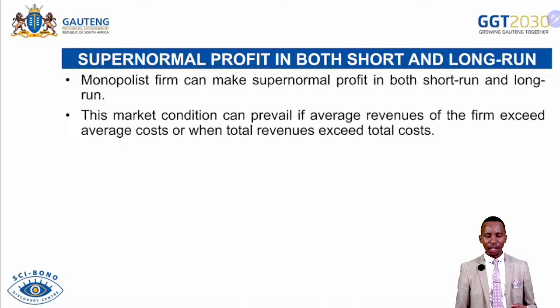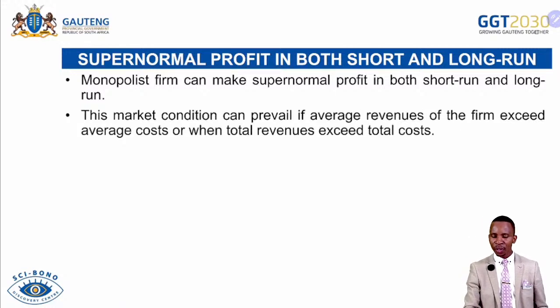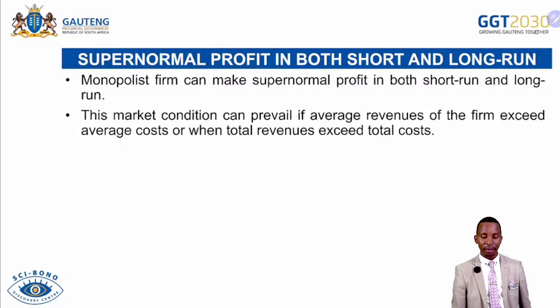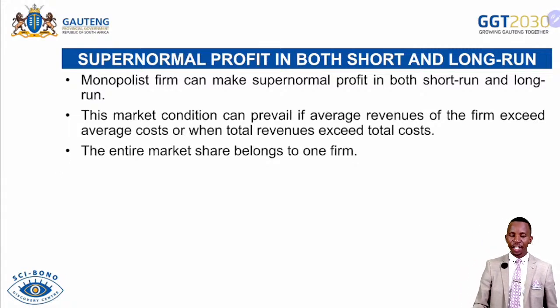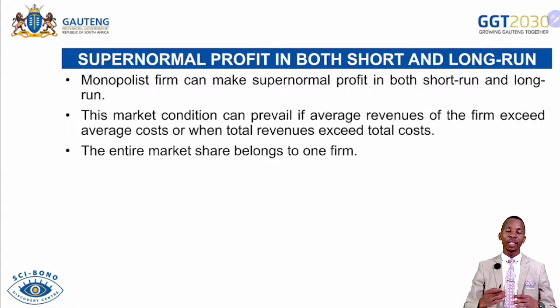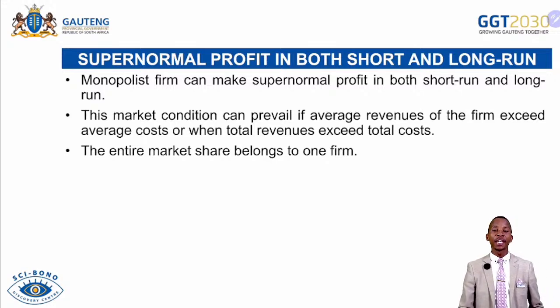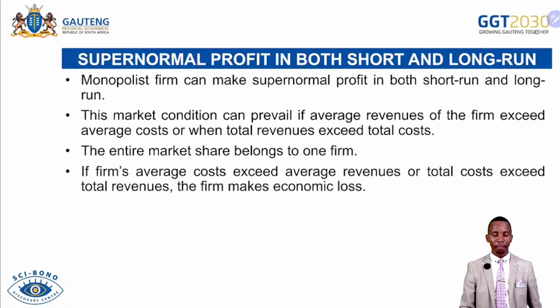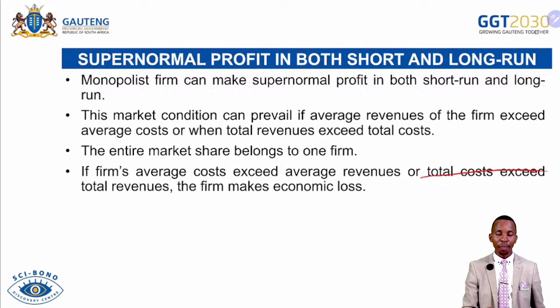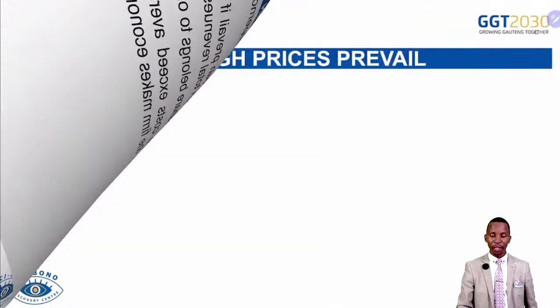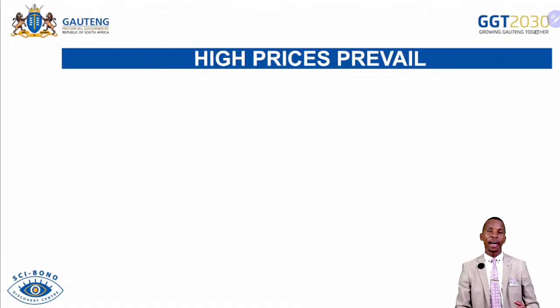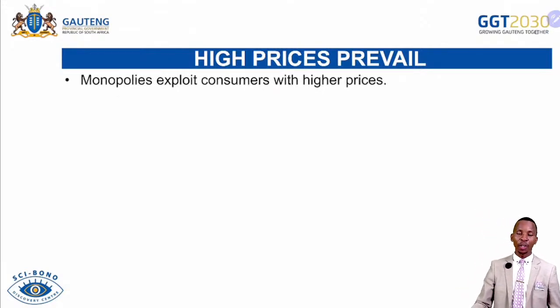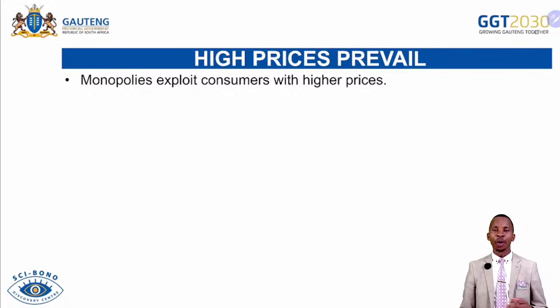This market condition can prevail if average revenues are more than average cost of doing the business. And then the entire market share belongs to one firm. So all consumers within the market belong to one firm. Therefore, the firm is believed to be making supernormal profit in both short run and long run. However, the firm can make economic loss. If average cost exceeds average revenue or total cost exceeds total revenue, the firm will make economic loss. It is possible for the firm to do that. And then there are high prices in there. Consumers are exposed to higher prices because the firm is the one that determines the price.